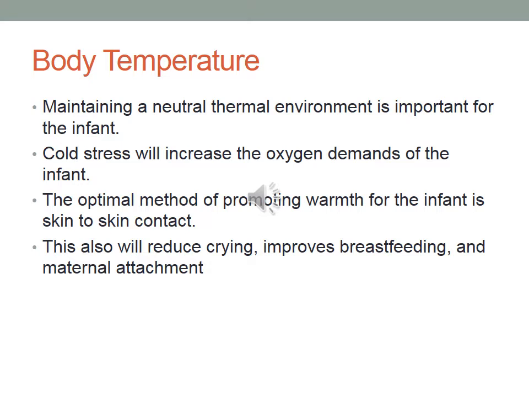Body temperature. Maintaining a neutral thermal environment is important for the infant. Cold stress will increase the oxygen demands of the infant. The optimal method of promoting warmth for the infant is skin-to-skin contact. This also will reduce crying, improves breastfeeding, and maintains a maternal attachment.